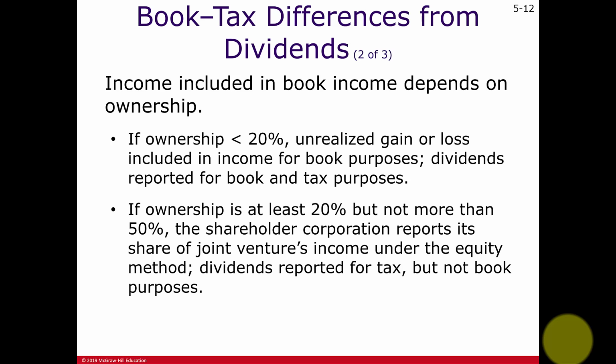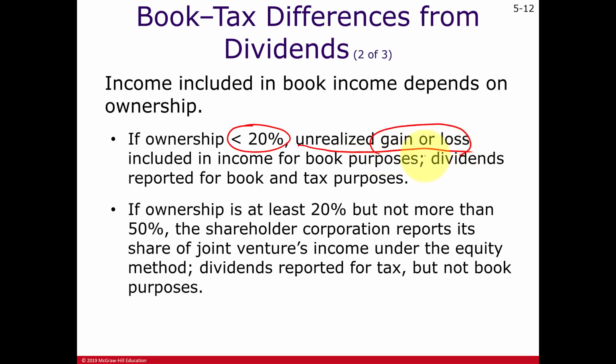Now, for financial statement purposes, if you own less than 20% of that invested company, any increase or decrease in the value of that investment, here is called unrealized gain or loss, has to be reported on the income statement. But for tax purposes, you don't report gain or loss, like we learned a couple chapters ago, until the gain is realized. Then you report or recognize the gain or loss. So this is just a temporary difference.